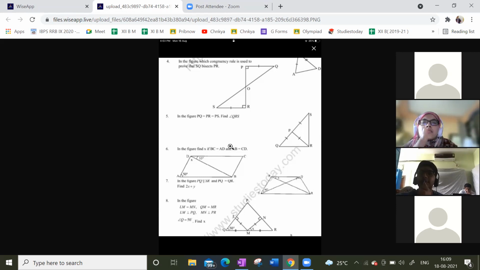Sir, for this, I sent that in my crop. Okay. So in the figure, which congruency rule is used to prove that SQ bisects PR? This is SAS only, no, sir? SQ bisects PR. Tell me which congruency. I am thinking SAS, sir, but is it correct or wrong? I'm not understanding.